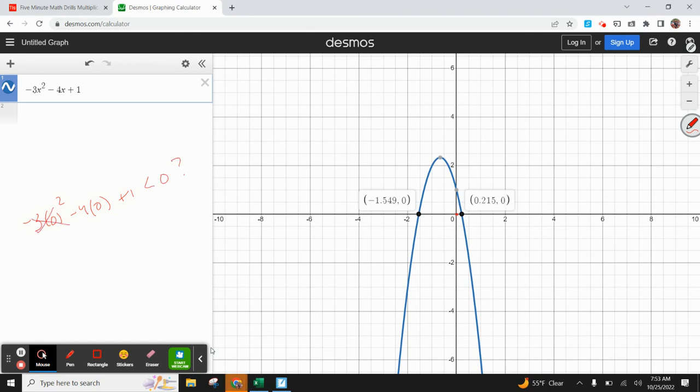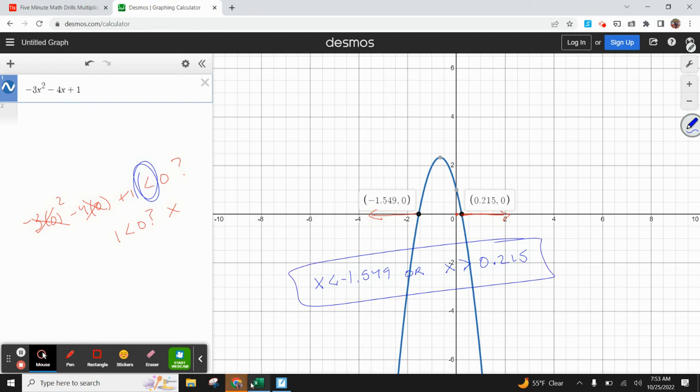So this goes to 0, this goes to 0. Is 1 less than 0? Of course not. So what that tells me is our solution set must be out here and out here. I'm going to reemphasize that that's an open dot thing. So our answer would be x is less than negative 1.549, or x is greater than 0.215. That would be our solution to this one.